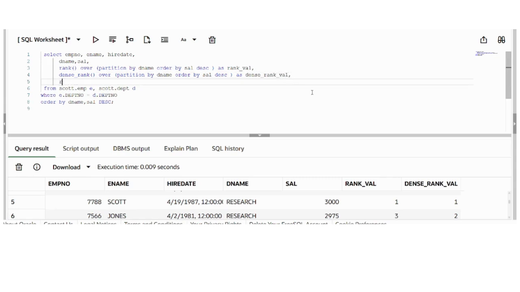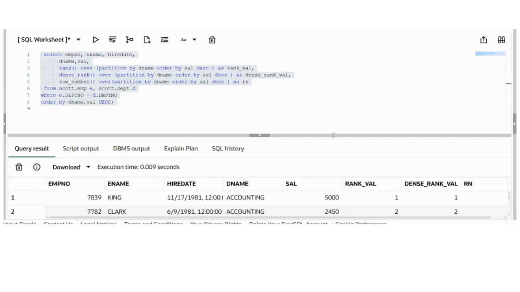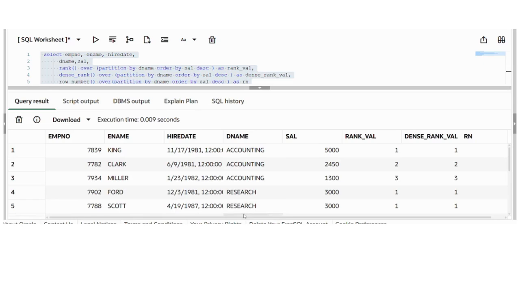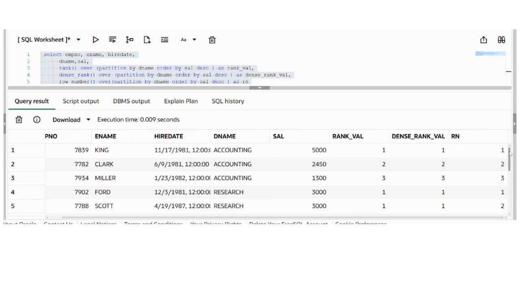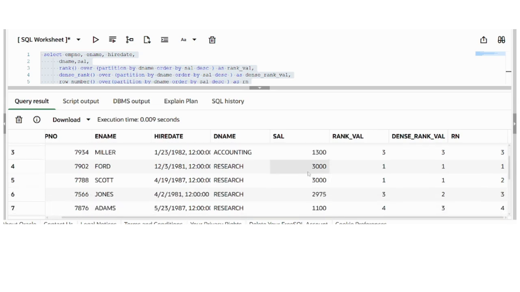Now look at the third option that we have, that is row number. I'll just put it as RN. Let's see the difference. Got this output here. See, for the first case, the output for rank, dense rank, and row number will be same, when the values are not the same.